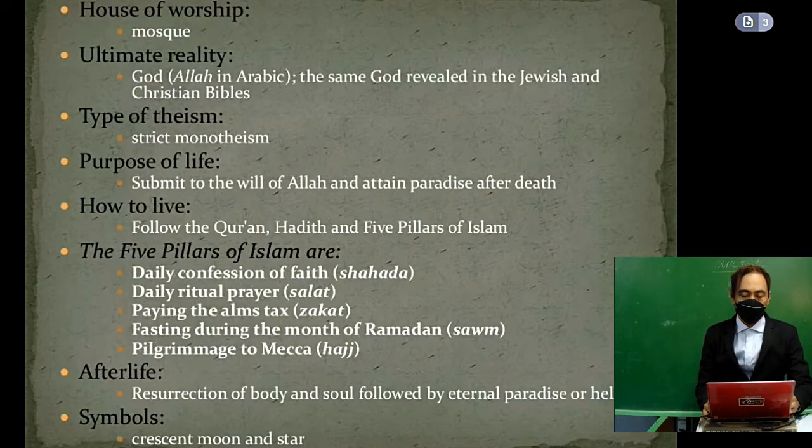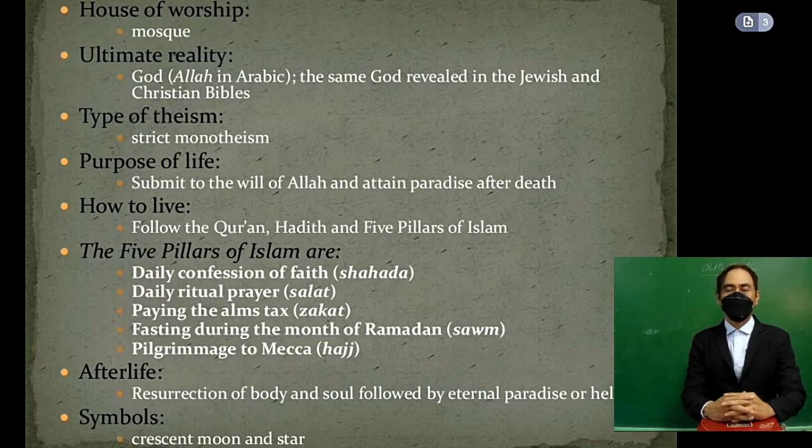House of worship is called a mosque. Ultimate reality: God, Allah in Arabic, the same God revealed in the Jewish and Christian Bibles. Type of theism: strict monotheism. Purpose of life: submit to the will of Allah and attain paradise after death. How to live: follow the Quran, the Hadith, and the five pillars of Islam.